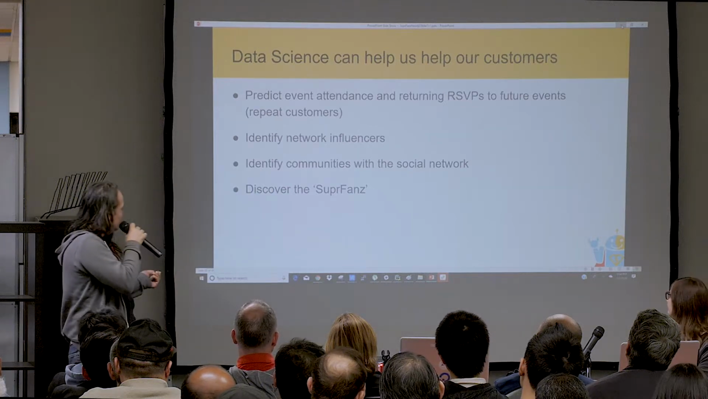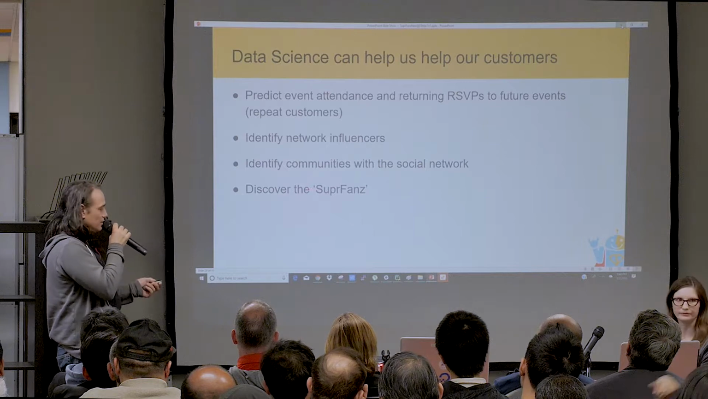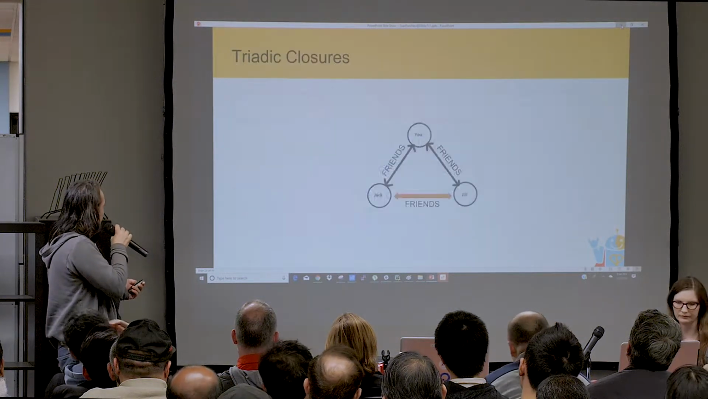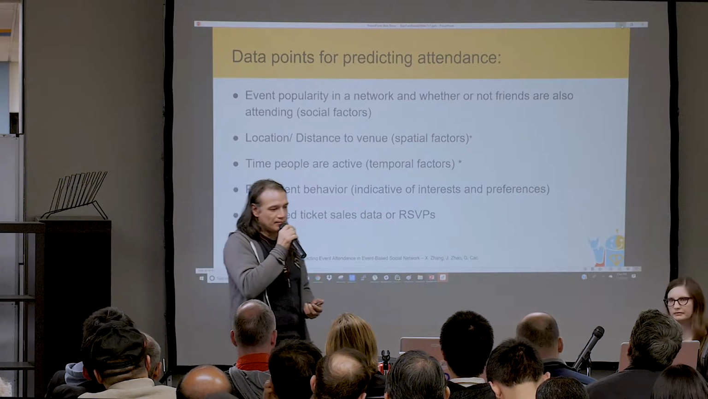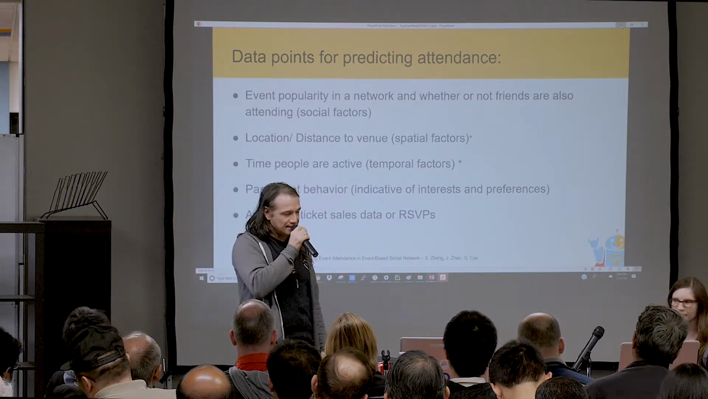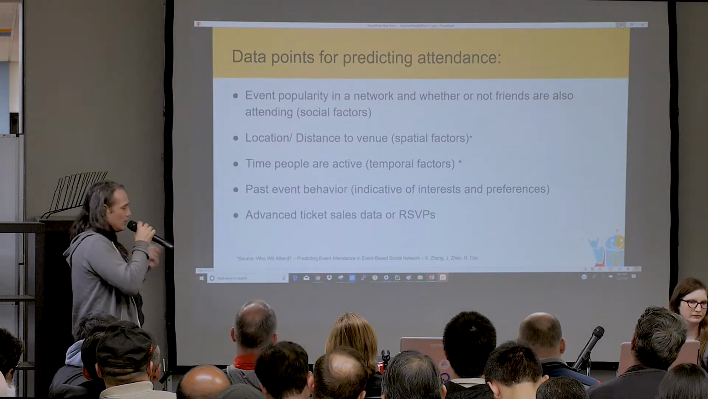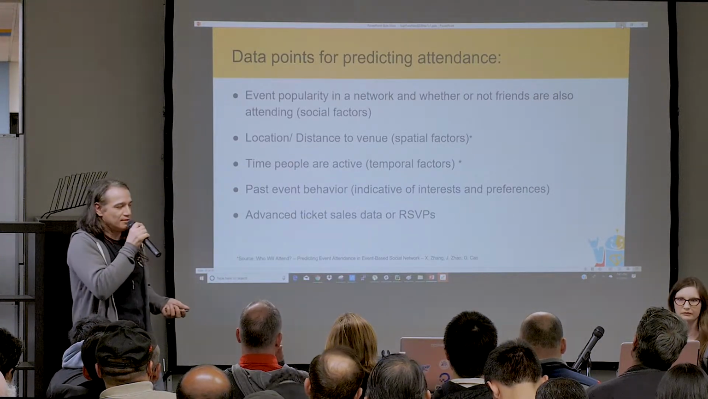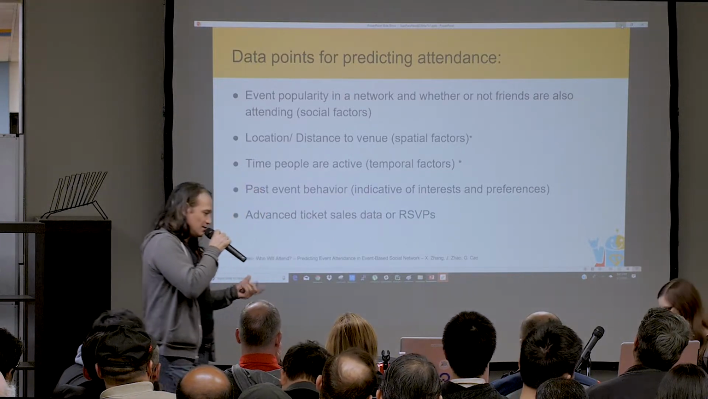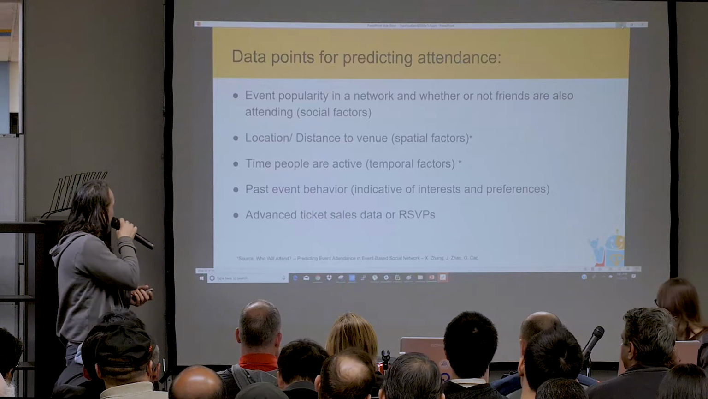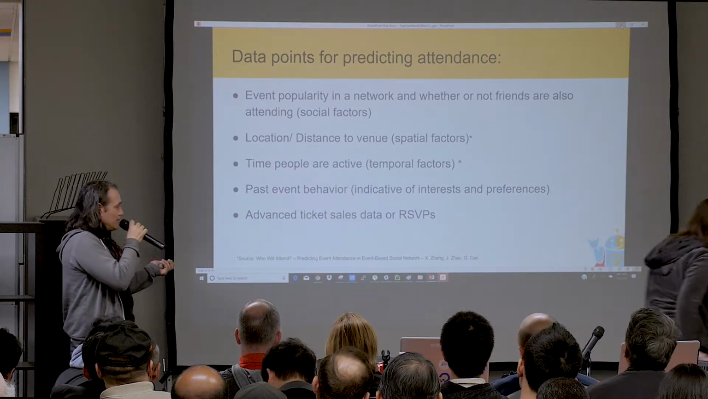It's going to also help us identify various communities within our social network and ultimately discover the superfans. Okay, so this is some of what we learned from predicting event attendance. Event popularity in a network is determined by whether or not your friends are going to the same event. So if you have a lot of friends going to an event, more than likely you'd be somewhat interested in what's going on.